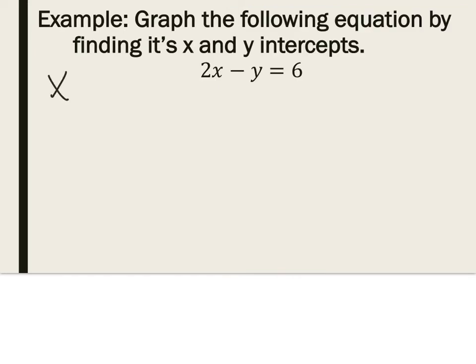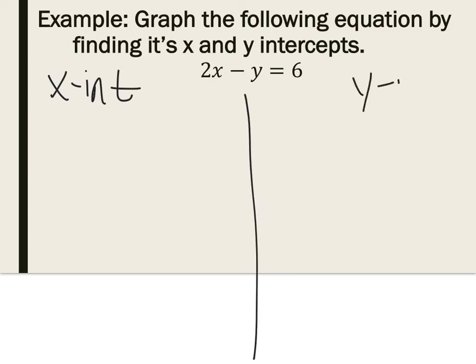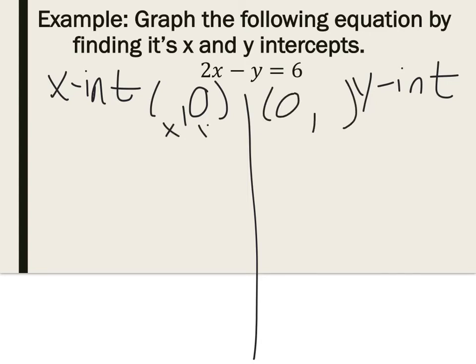So let's put the x-intercept over here, and we'll solve on that side. And we'll put the y-intercept over here. If you remember, we write x-intercepts where y is 0 and y-intercepts where x is 0. If this is x and this is y, that's x and that's y in our point.